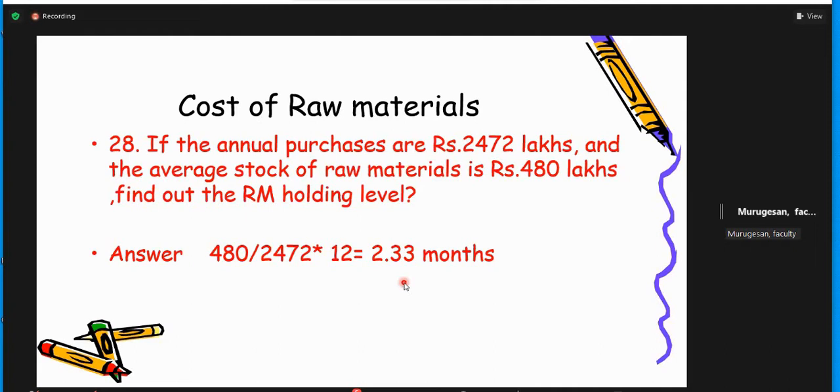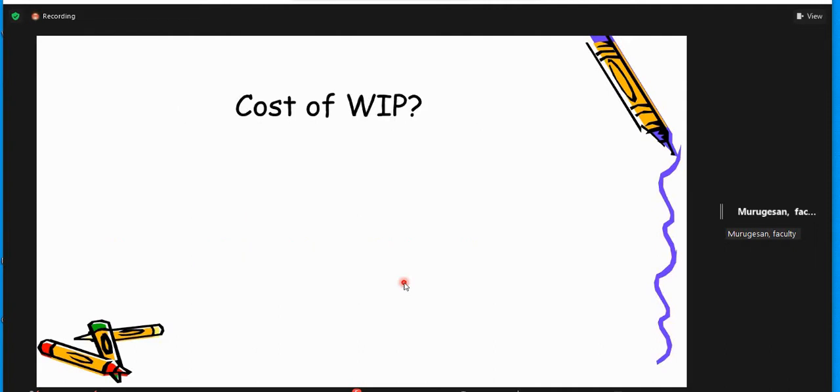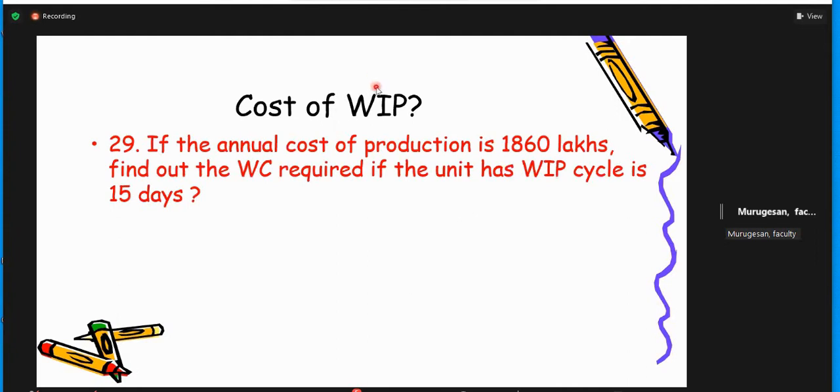Okay. Yes, 28. Now question number 29. Cost of work in process. What is the work in process? Work in process means semi-finished goods. If the annual cost of production, always remember, work in process will be linked to the other day we discussed.